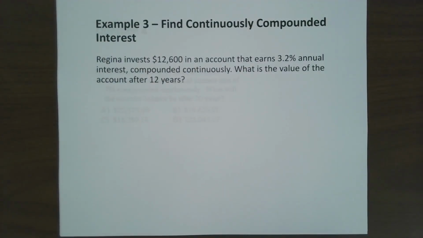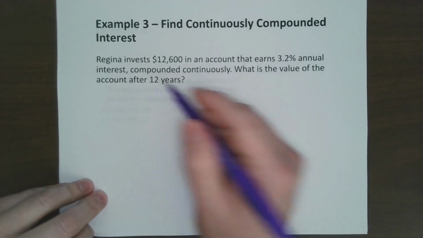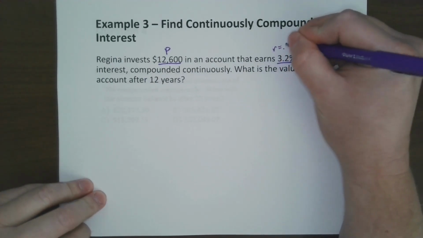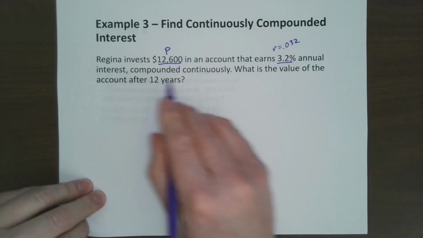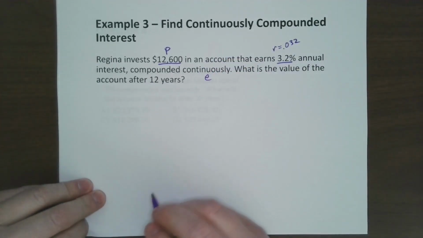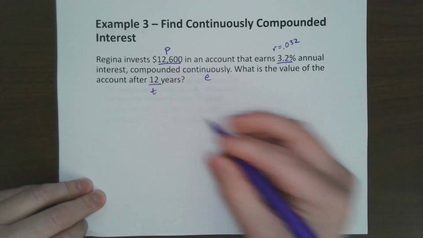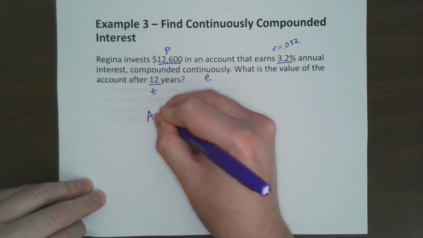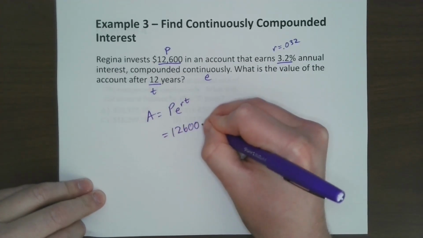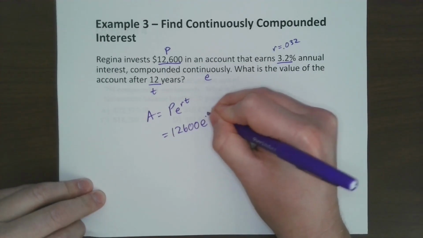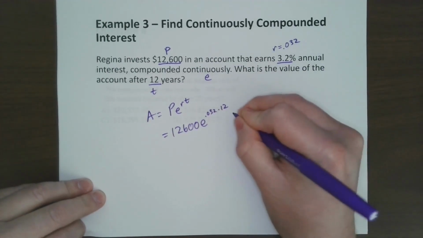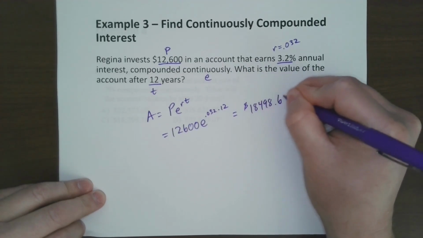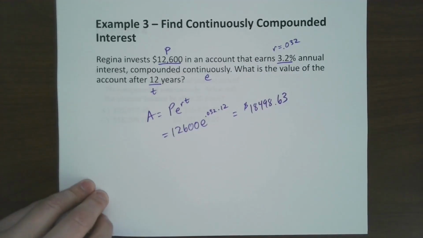So to do this problem, we first have to identify what's what. Regina invests this much, so that's her principal. Our rate is 0.032. We're going to compound continuously, so we're going to use e. And after 12 years, that's our t. So remember the formula is Pe^(rt). We plug that in: 6, e to the 0.032 times 12. If you type that in a calculator, you get about 18,498.63, rounded.